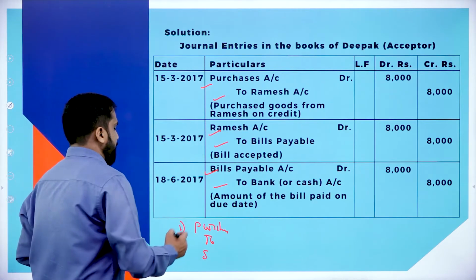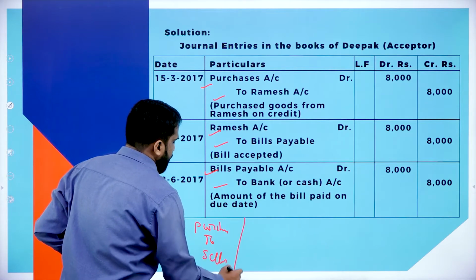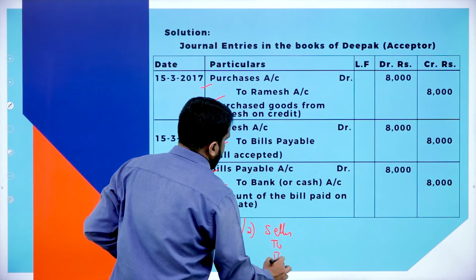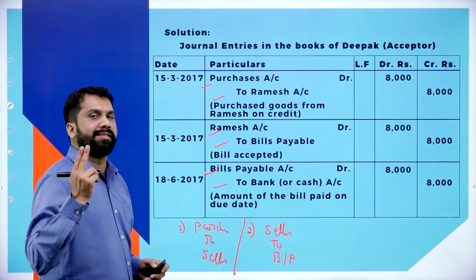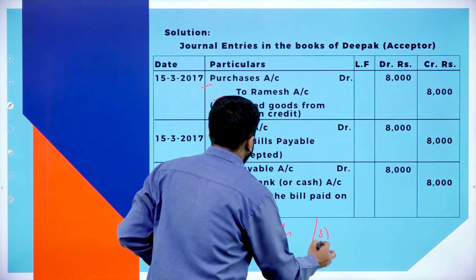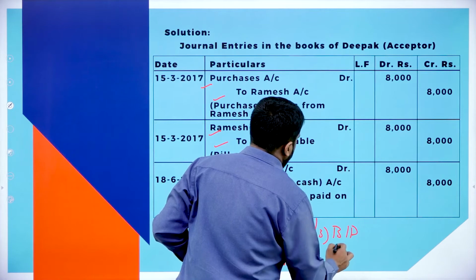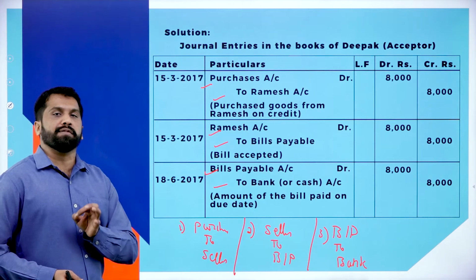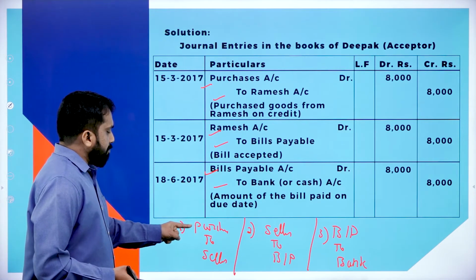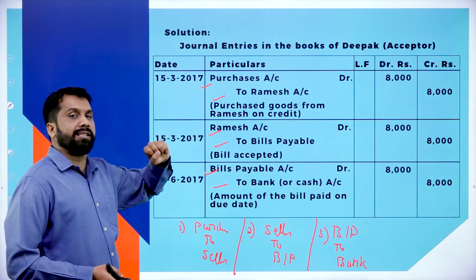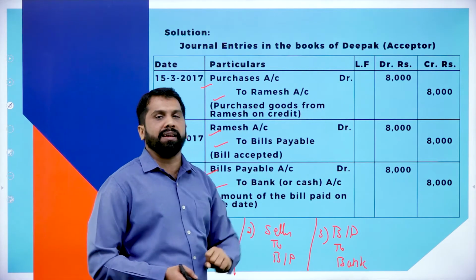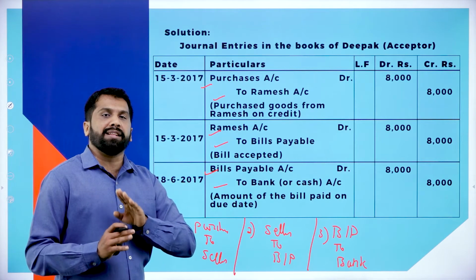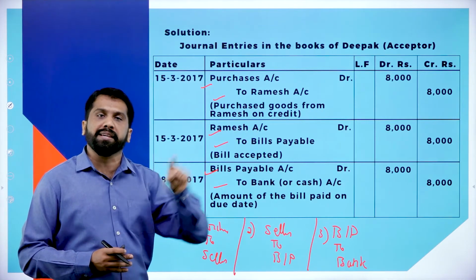These are the journal entries in the books of the acceptor. Acceptor means drawee. Seller account first, and the second one, seller account debit to bills payable account. This is your second one. And the third one, bills payable account debit to bank account. So these are the journal entries in the books of drawee. Now, first one, purchases to seller. Who is the seller in this problem? Ramesh. So 8,000. Whatever discount happened, whatever noting charges were paid, nothing will affect the buyer. Nothing will affect the drawee.